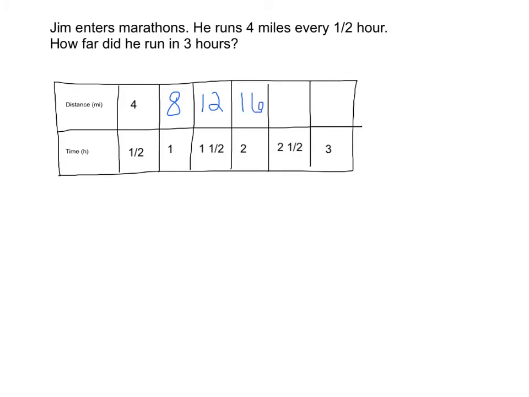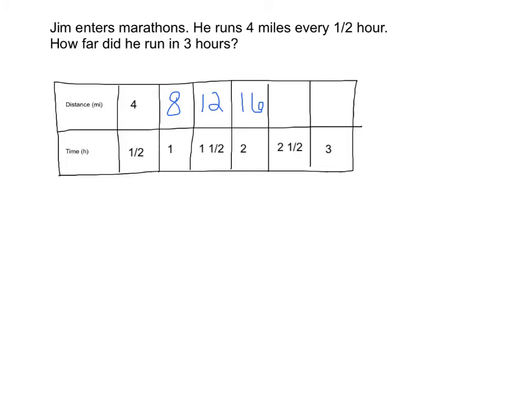One thing I want us to notice, this is kind of a little trick with these, okay, is if after 1 hour he ran 8 miles, then after 2 hours he ran 16 miles, because basically we're just doubling our time, right? 1 times 2 is just 2, so we're doubling our time. So therefore we can double the distance he's ran if he keeps running at a rate of 4 miles every half hour. Okay, so a cool little trick you can do.